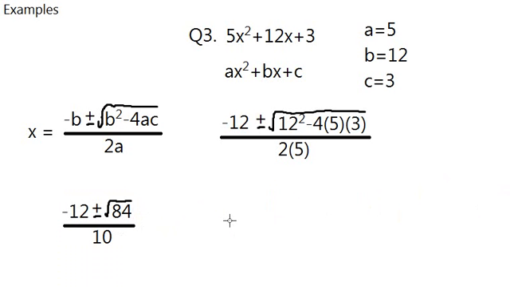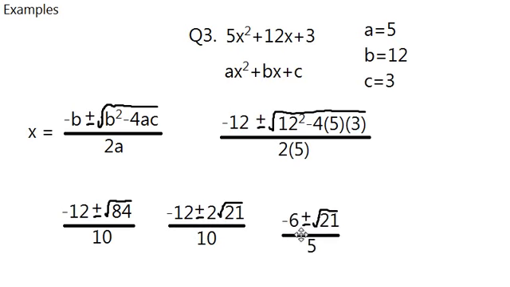but it's not. Do you know why? Because root 84 is divisible by 4, and therefore we can extract this out of the equation to get 2 root 21. Then you factorize the top to get 2 times negative 6 plus or minus root 21, and you basically simplify the whole thing down into negative 6 plus or minus root 21 over 5.